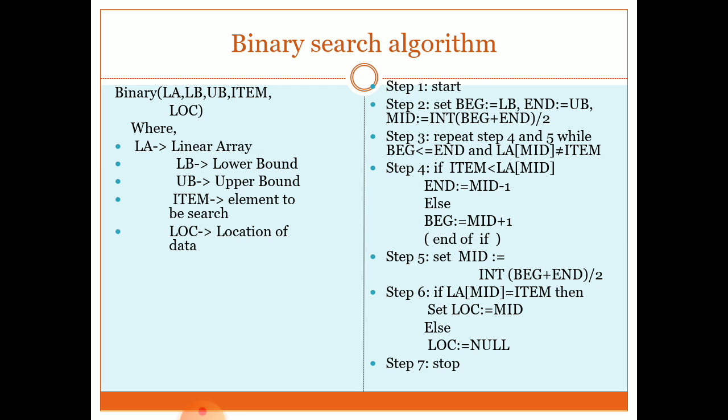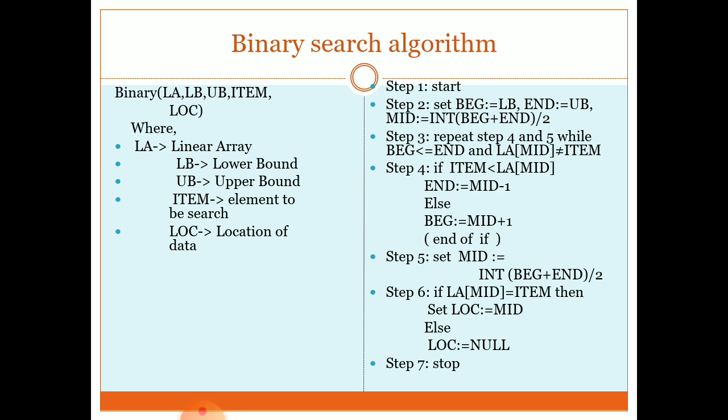Clear? So now in the algorithm, the first step is start. Then in the second step I just assign the particular values. So here LB, my lower bound, equals beginning, and upper bound equals end. And here I am putting the formula to calculate the middle position. Correct? So mid equals integer of beginning plus end divided by 2.